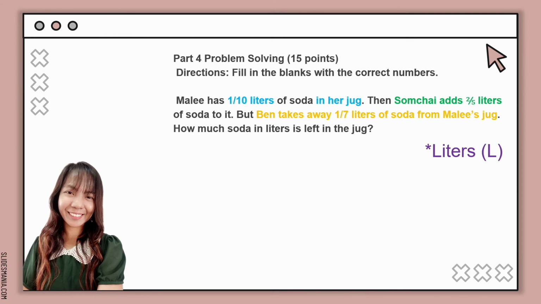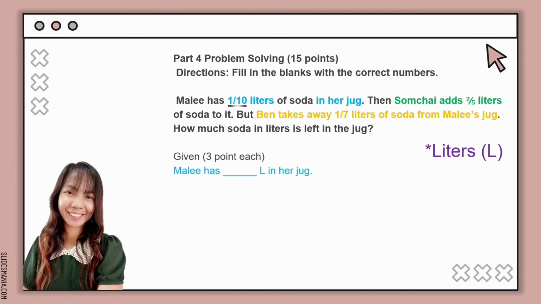Okay, for part 4, Mali has 1 over 10 liters of soda in her jug. Then Somchai adds 2 over 5 liters of soda to it. But Ben takes away 1 over 7 liters of soda from Mali's jug. How much soda in liters is left in the jug? L stands for liter or liters.